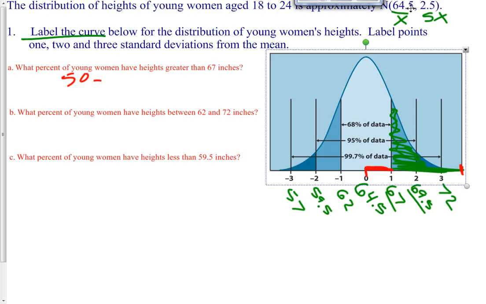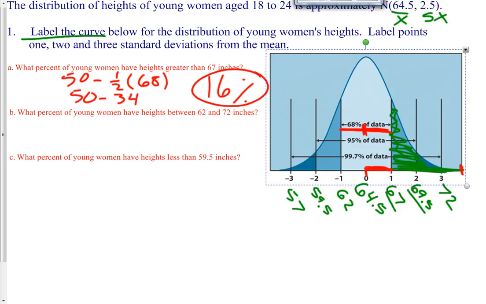From 0 to 1 is half of 68. A bell-shaped curve is symmetrical, so if negative 1 to positive 1 is 68% of the data, then from 0 to 1 is half of 68. So to show your work, 50% minus half of 68, that's going to be 50% minus the 34%. So the answer is 16% of the data. 16% of women are taller than 67 inches.